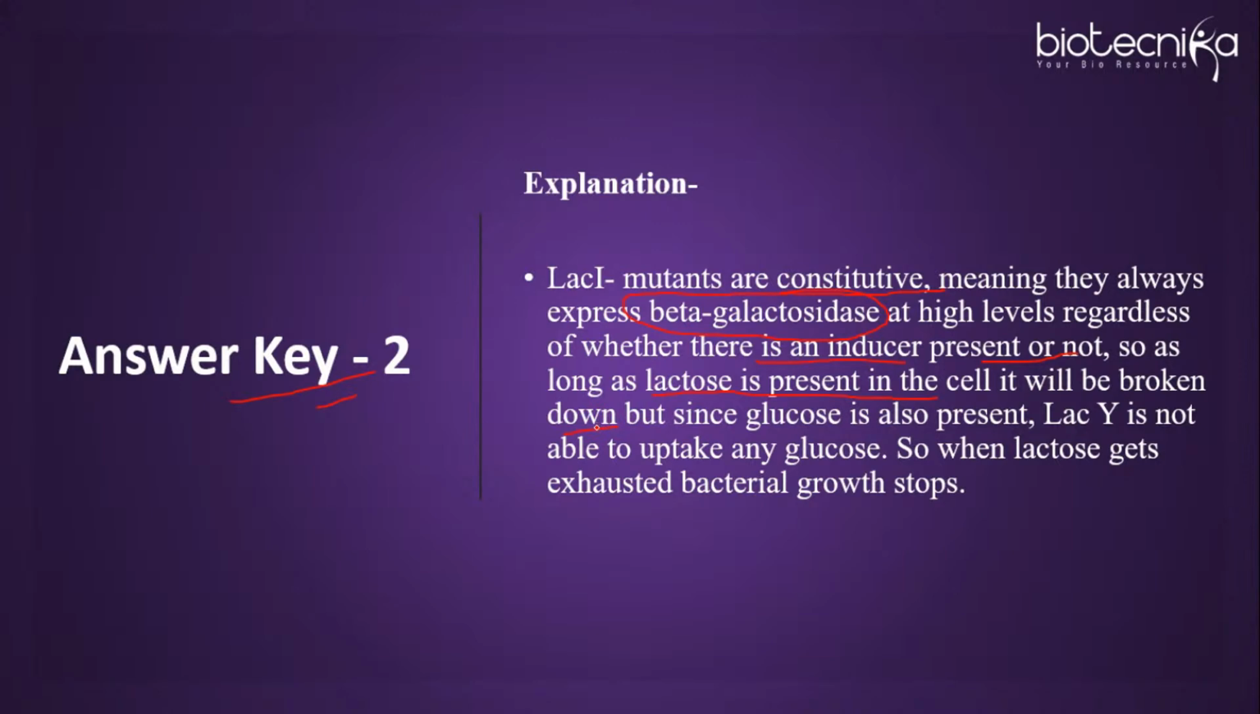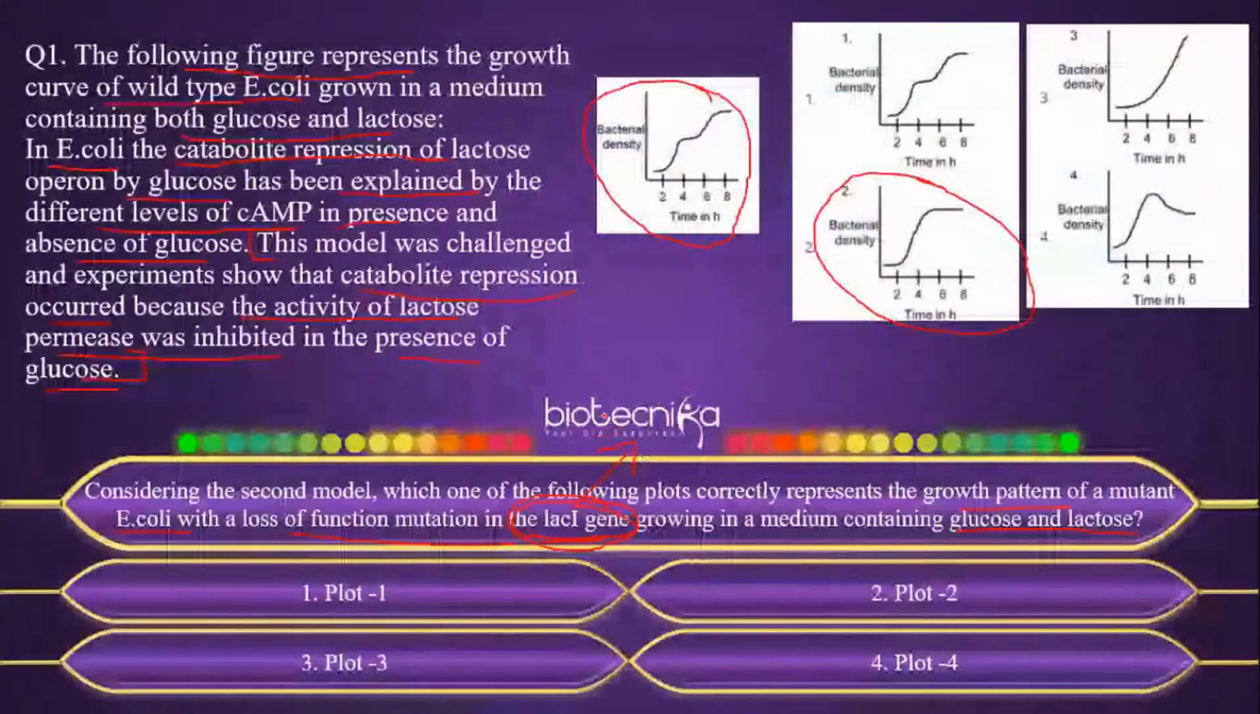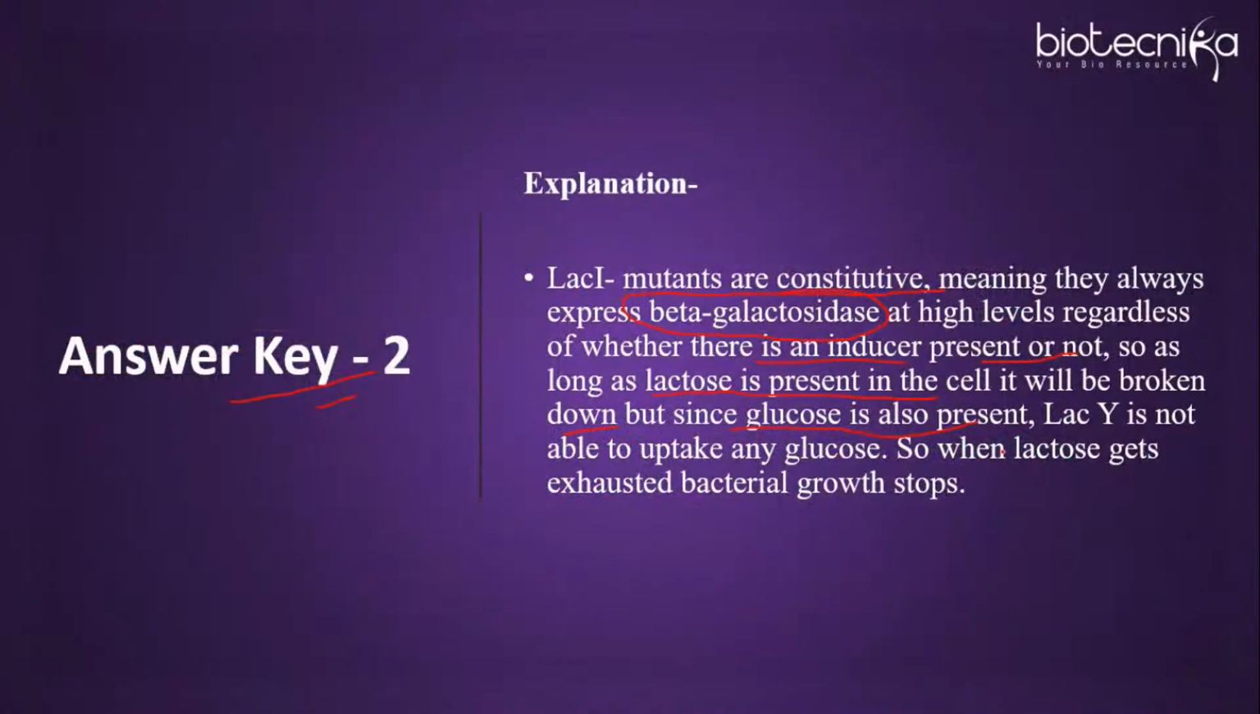But we have also mentioned that glucose is also present in the medium. But in the question, it is clearly mentioned the activity of lactose permease was inhibited in the presence of glucose. Right? So that means what? When lactose gets exhausted, then the bacterial growth stops. Got it? Is it clear to everyone? Yes? Shall we move to the second question?